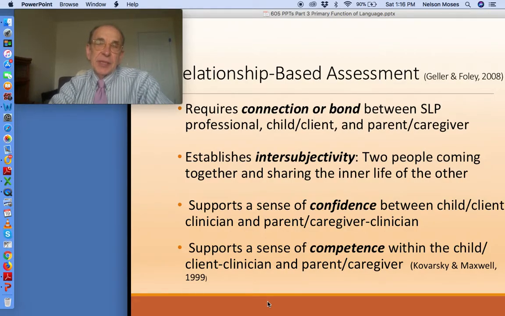Relationship-based assessment is aimed at understanding the inner life of the individual that you're interacting with, supporting a sense of competence even when that individual is being assessed, and a problem might be identified.